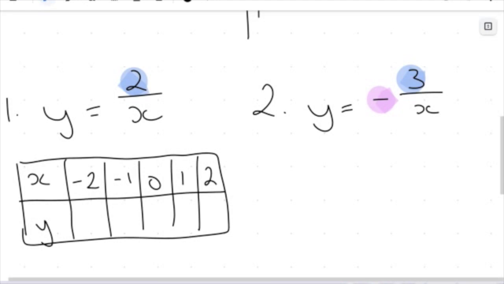Substituting in these x values, the first one I get 2 over -2, that gives me -1. And then I have 2 over -1, that gives me -2. And remember, 0 doesn't work because that means we're going to be dividing by 0. So that's kind of weird, not really going to work. And when x is 1, we get 2. And then when x is 2, we get 1 in the y.